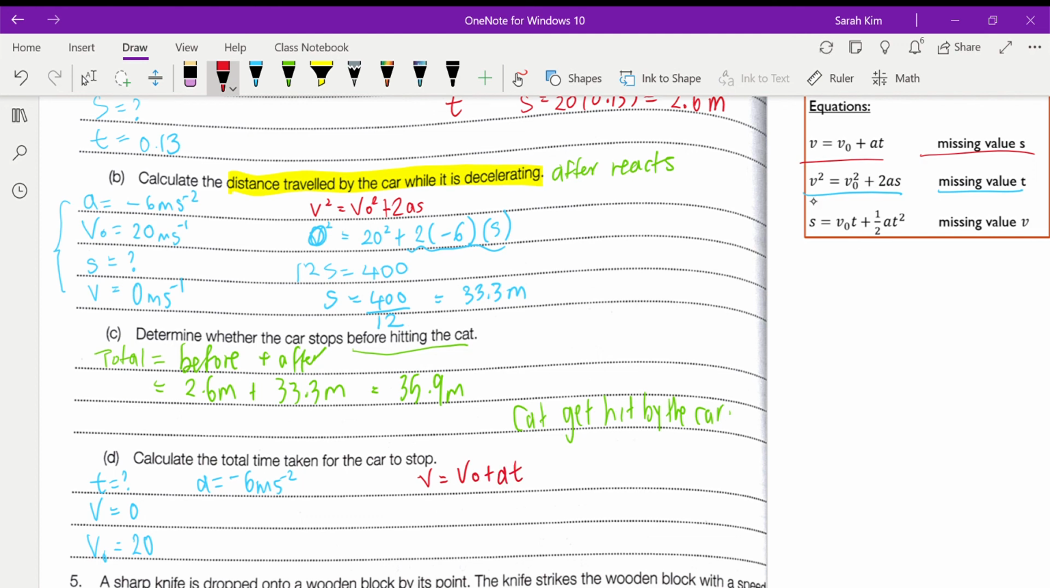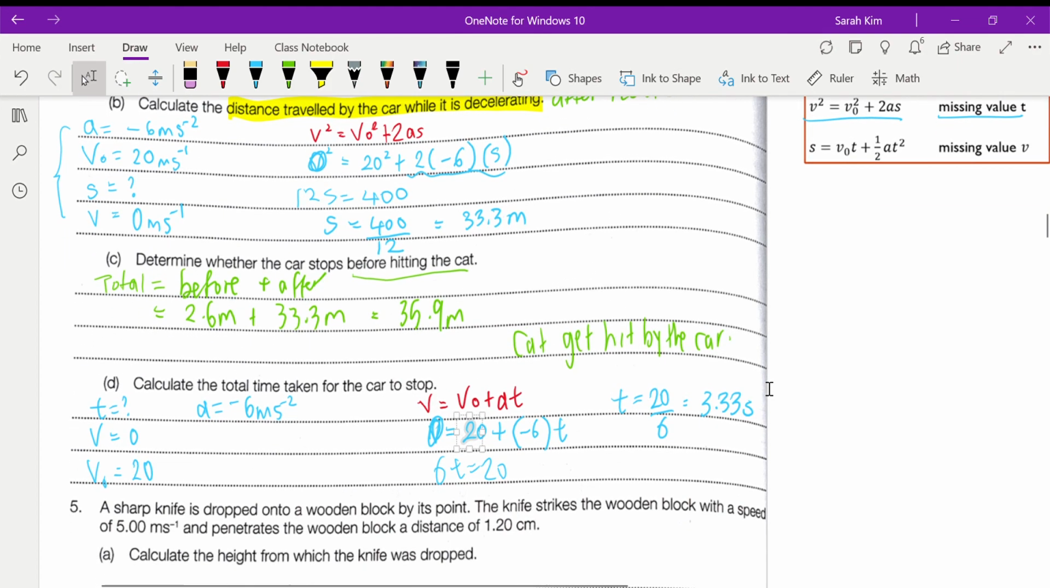So hopefully we're used to using our equation. So just chuck those values in. Oh, again, 0 equals 20 plus minus 6t. So 6t is 20, so my t must be 20 over 6, which should be 3.33 seconds. So that's how long it took the car to stop.